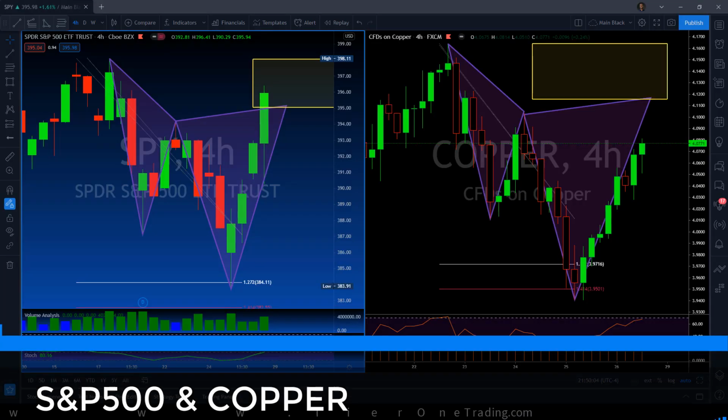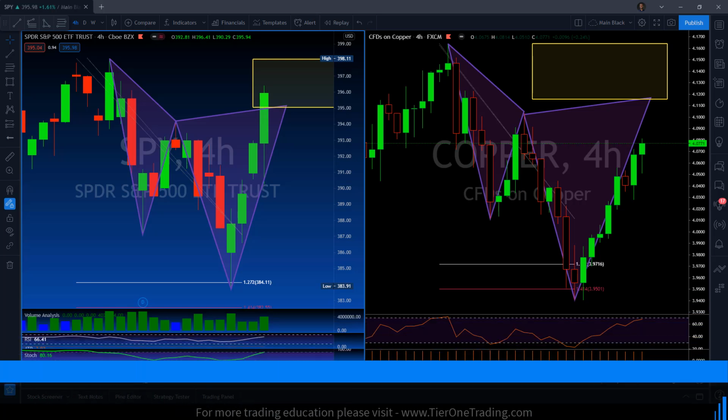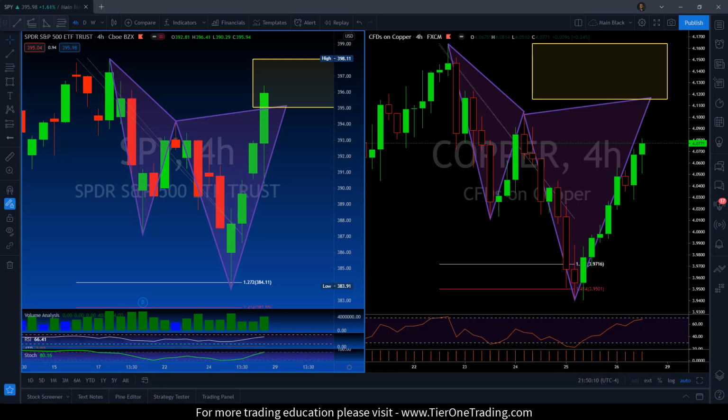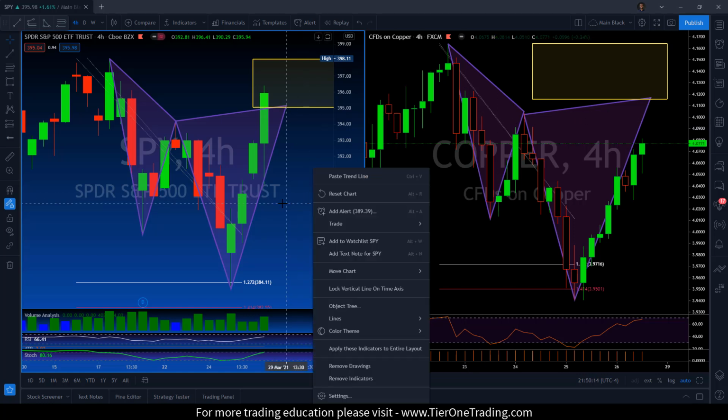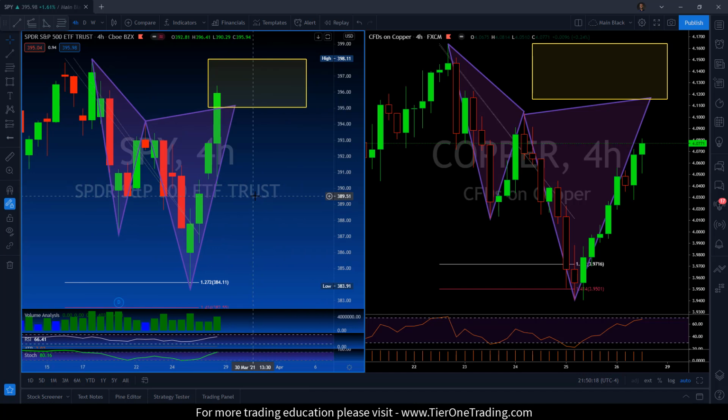Now, speaking of Cyphers, I also had two more on my radar as well. On the left, you're going to see one on the S&P that has already completed. It's still within the completion zone. That yellow box is going to be the zone of where it starts to be valid to where it's invalid. And on the right, you're going to see one potentially forming on copper as well.